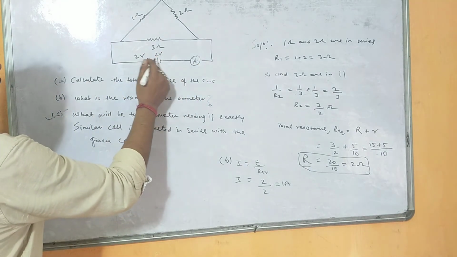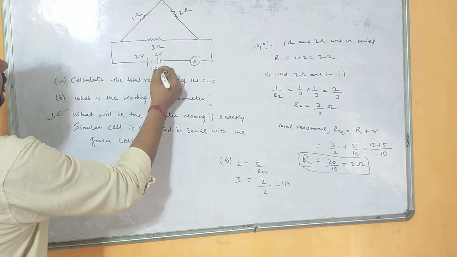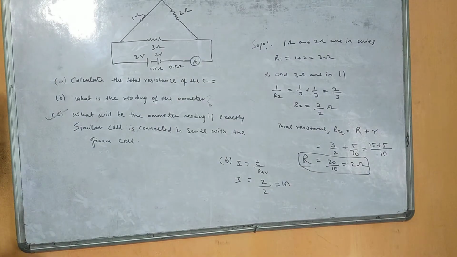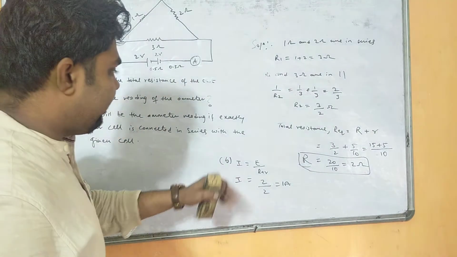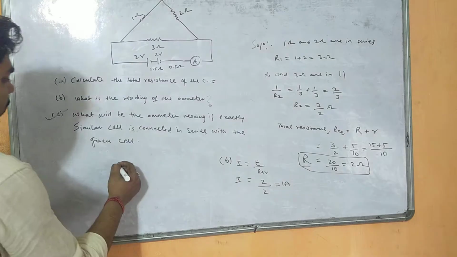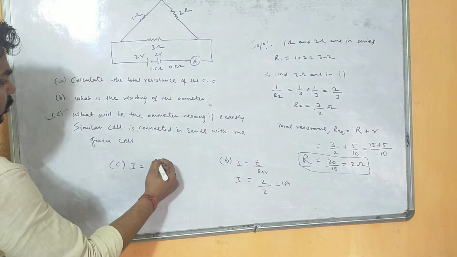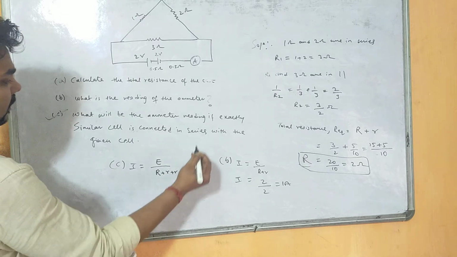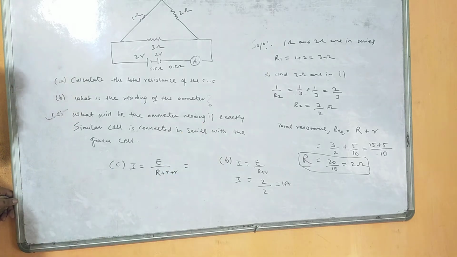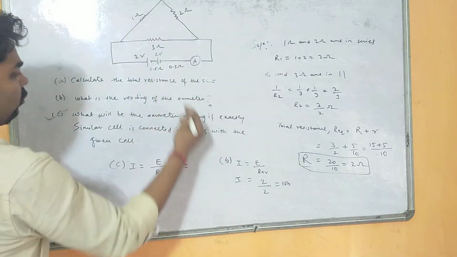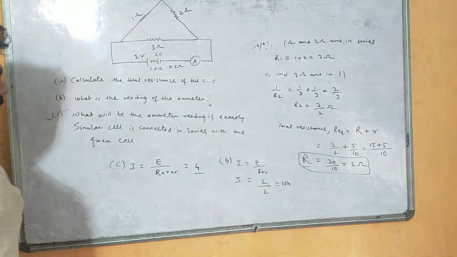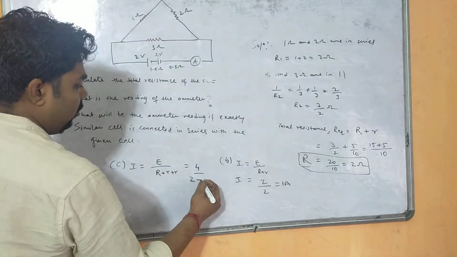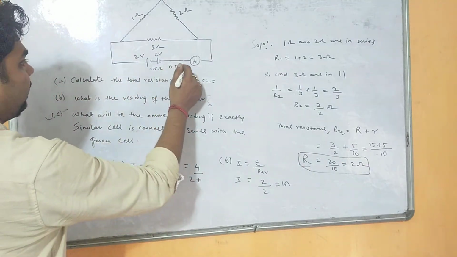So what will be the ammeter reading if one more EMF is connected in series? That means we will have 0.5 ohm and 0.5 ohm internal resistance. That means internal resistance will also get changed. So the total current, I equals total EMF by R plus r. That means there will be two internal resistances, right? So EMF will be 2 plus 2, that is 4, and R we got here 2 plus 0.5.